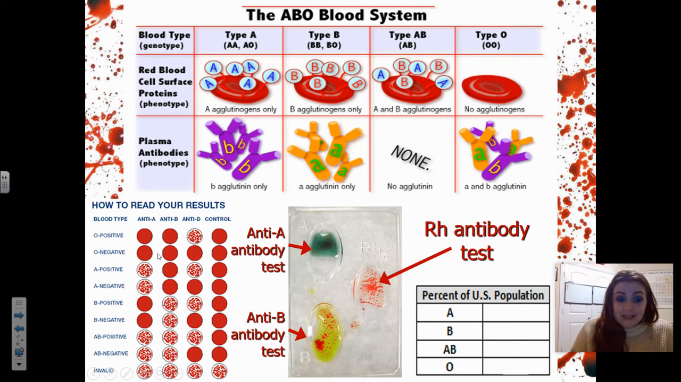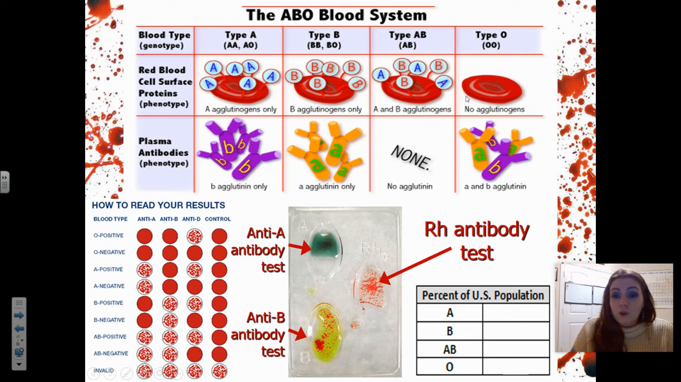An O negative means it doesn't clump with anything. So if you're O negative, you don't have A on you. You don't have B on you. You don't have the Rh, so you're not positive. You have nothing. So it's like you are a completely blank cell. There are no proteins on your cells. That makes you the easiest to give to people because there's nothing on your cell to be rejected.